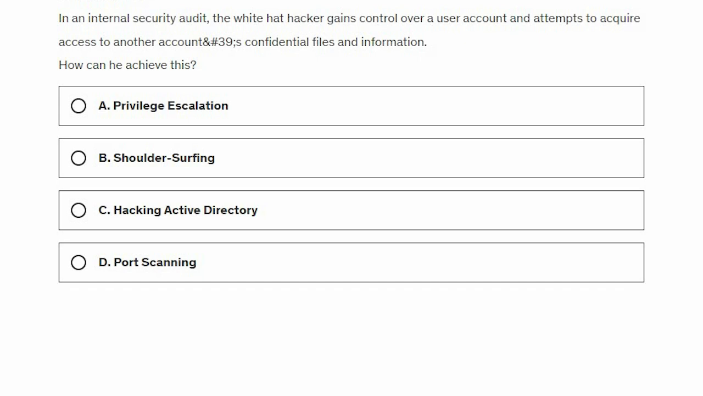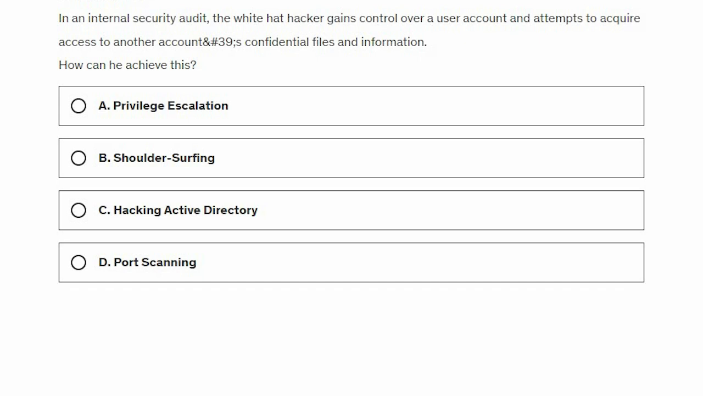Question number 2. In an internal security audit, the white hat hacker gains control over a user account and attempts to acquire access to another account's confidential files and information. How can he achieve this?